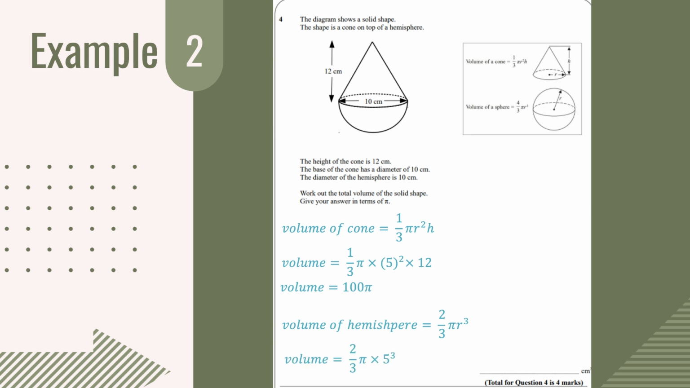And we sub everything in. We do 2/3 pi times 5 cubed, and we get 250 divided by 3 pi. Now, we need to work out our total volume, so we do 250 over 3 pi plus 100 pi, and 100 pi can be written as 300 divided by 3 pi. So we get 550 over 3 pi, and that is our final answer.